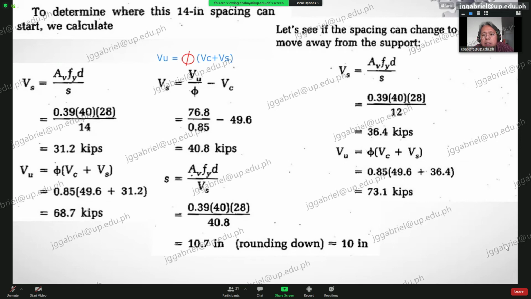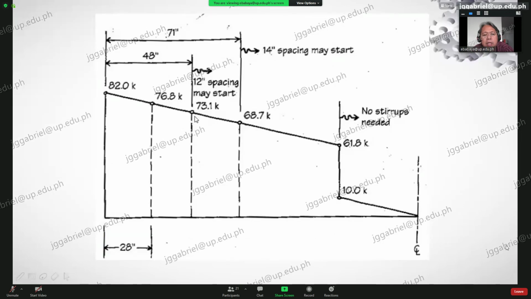Now, you want to know where that 73.1 is. Ayan. So, at 73.1, 12 inches yung spacing. That's in here, no? Now, by ratio and proportion, like what we did earlier, you will compute that this is 48 inches. Okay, so at this point, up to where the 14 inches starts, you use 12 inches spacing.